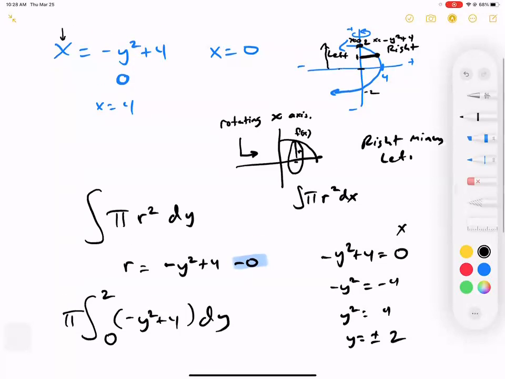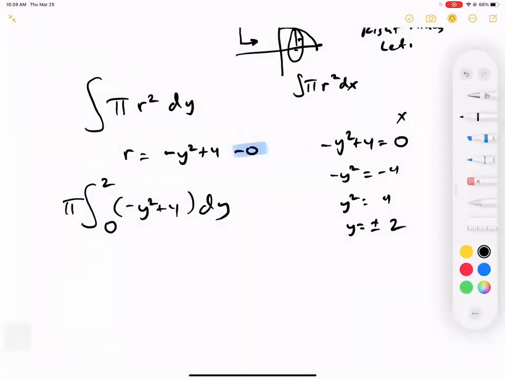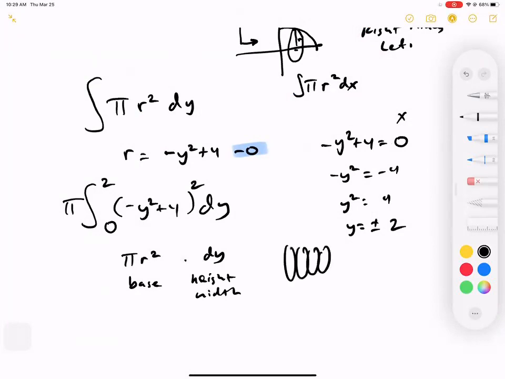Okay, let's look at another problem here. I forgot the squared here. Remember, this is just pi r squared, which is the area of the base times a little bit of height, or width, and that's our dy. So we're still adding up circles, but instead of stacking them this way, we're stacking them this way, going up.